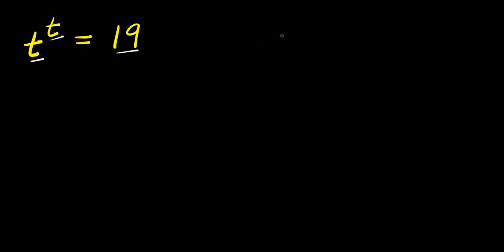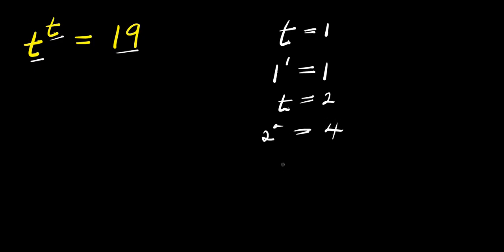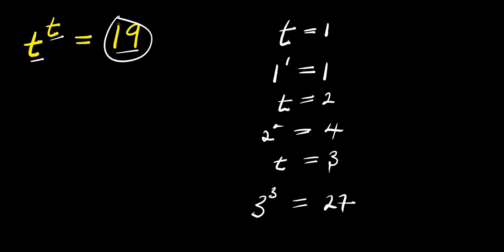That means if you consider t equals 1, you will have 1 power 1, which gives you 1. If you consider t equals 2, you have 2 power 2 and this gives you 4. If t equals 3, you have 3 power 3 and this gives you 27. So what number will then give you 19? That is what we are looking for.